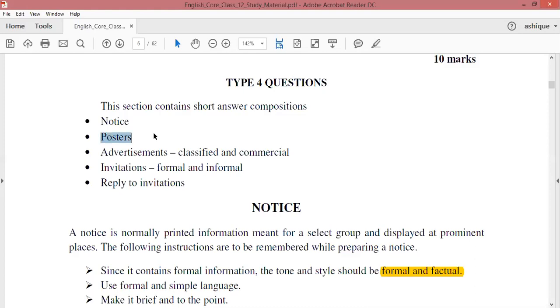I'll be teaching poster to you next class. Advertisement, invitation, and reply we will do in the next class. Today, notice. After notice, we'll be doing poster. So if you have any doubt, ask me.